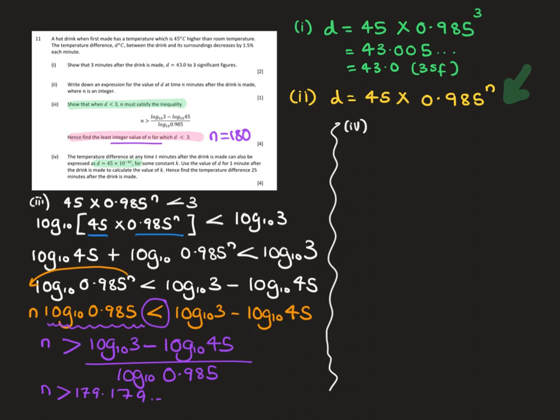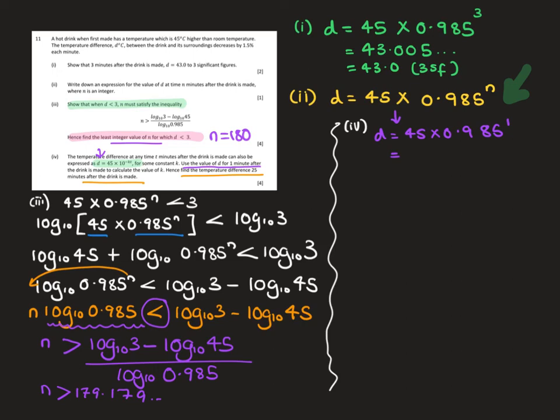Now, there are two parts to this question. Have you read it carefully? Can you see that there's a part here, and then there's a totally different part of the question over here? So what this wants us to do is to work out the value of d for 1 minute after the drink is made. Now, you can't do that with this new formula here because you don't know what k is. So you can use the old formula here, and we can say that d equals 45 multiplied by 0.985 to the power 1 after 1 minute.